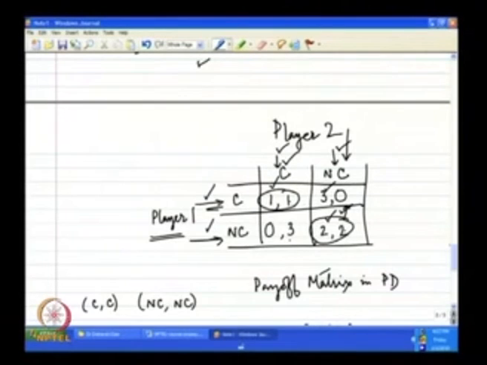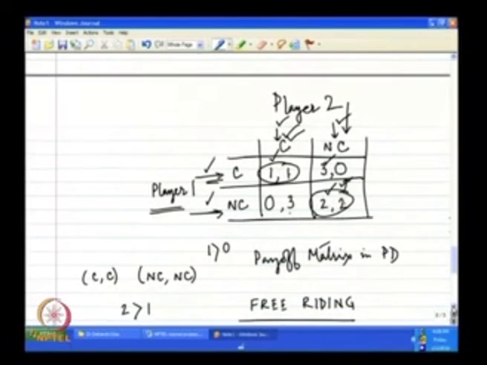Again you see that he is going to compare 1, which he gets if he plays C, and 0, which he gets if he plays NC, and he sees that 1 is greater than 0, in which case he will play C. So, it does not matter what the other player is doing, it is always better for each of the players to play C. So, even if the other player is playing C, I am going to play C, I am never going to play NC. This is another aspect of this prisoner's dilemma.